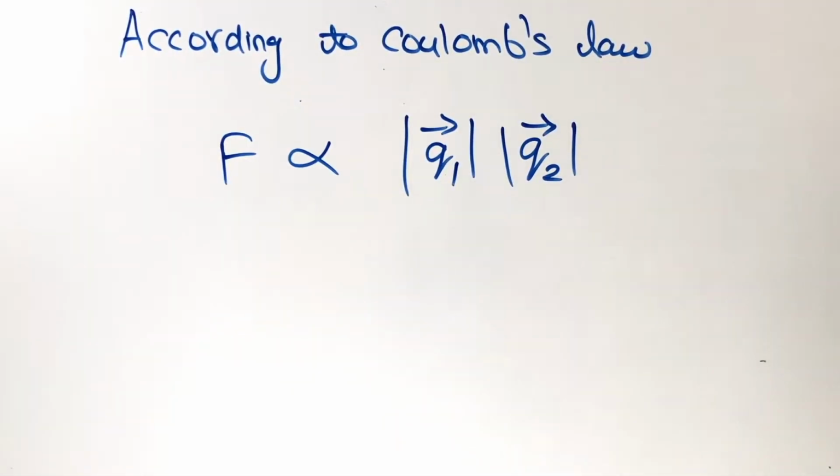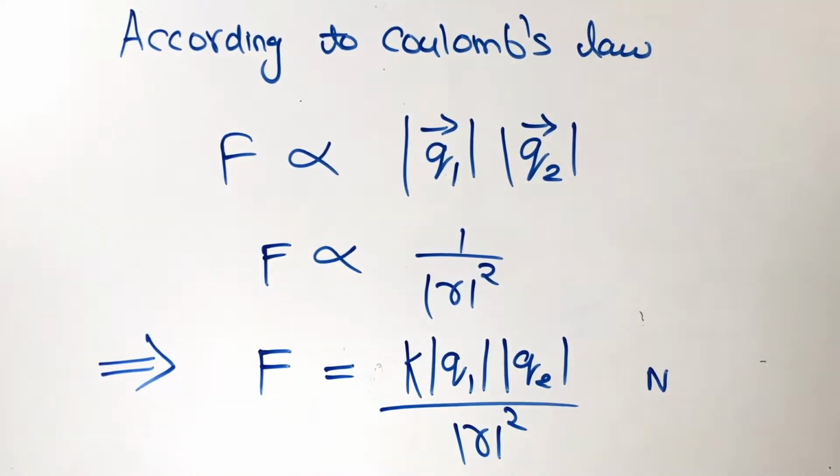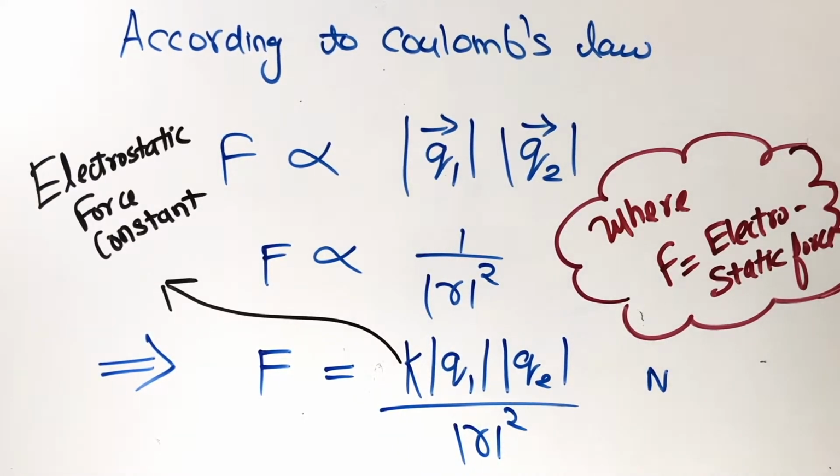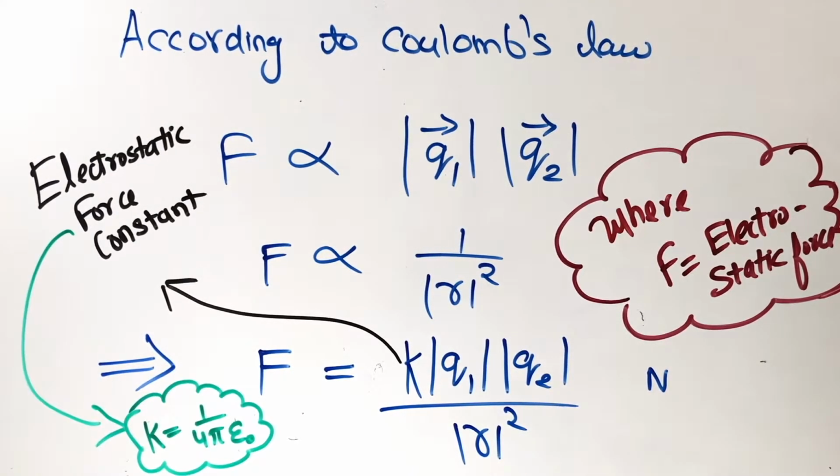According to Coulomb's law, force is directly proportional to the product of the magnitudes of charges, and force is inversely proportional to the square of the distance between them. Combining both above equations, we get force equals K Q1 Q2 by r square newtons, where K is an electrostatic force constant. K equals 1 by 4 pi epsilon naught, and the value of K depends upon the nature of the medium.